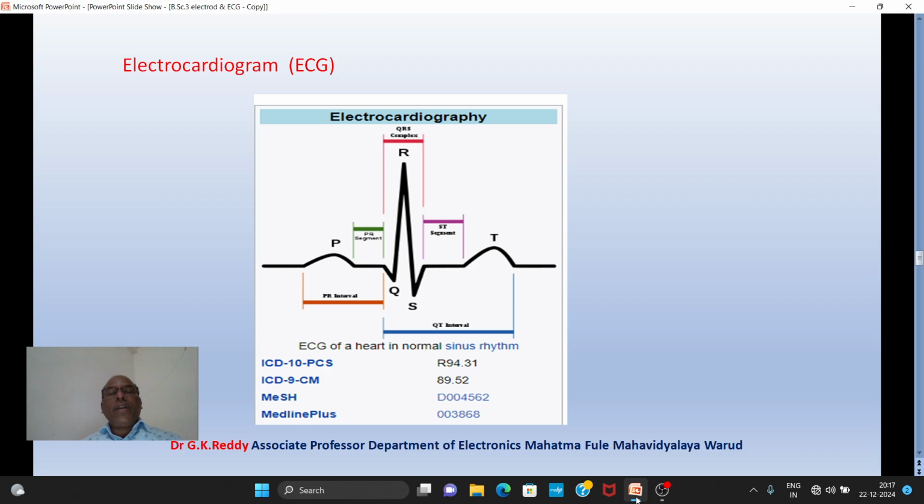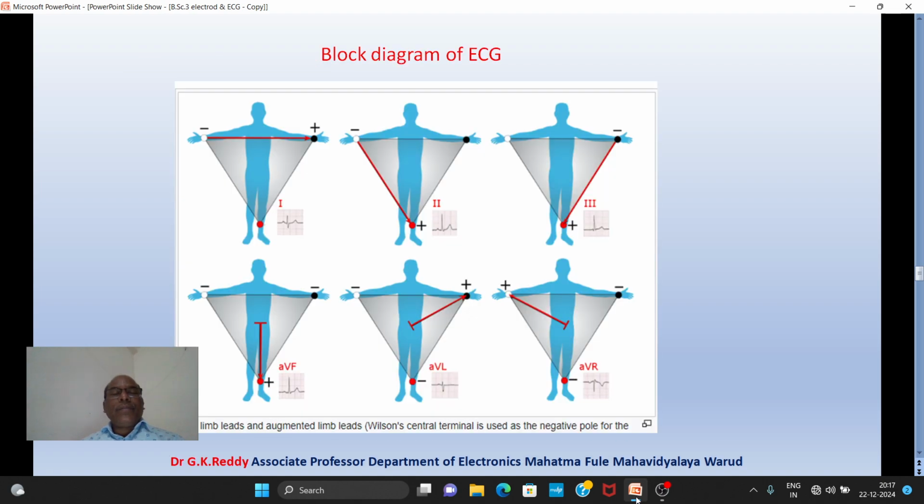Then electrocardiography. This is the diagram of the electrocardiogram, ECG. In this particular graph we can see the different peaks, that means P, Q, R, S, and T. These are the different positions of the electrodes.